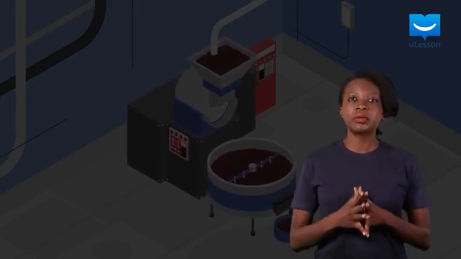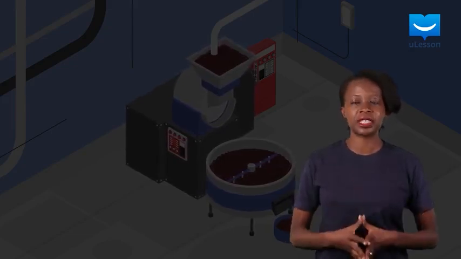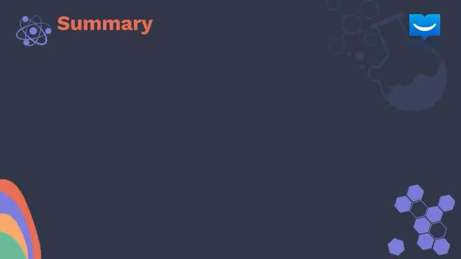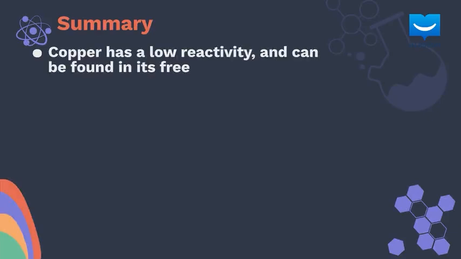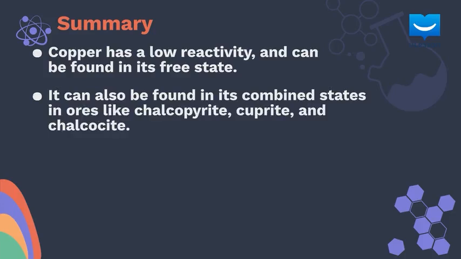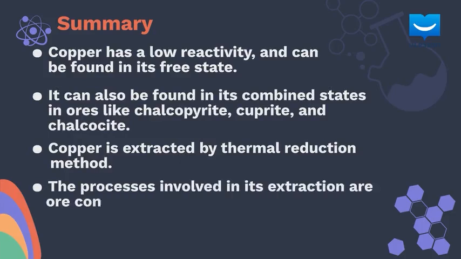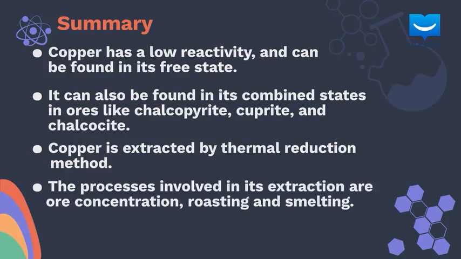So let's do a quick recap of what we have discussed so far to help you remember important points from this lesson. Copper has a low reactivity and can be found in its free state. Copper can also be found in its combined state in ores like chalcopyrite, cuprite, and chalcocite. Copper is extracted by thermal reduction. The processes involved in its extraction are ore concentration, roasting, and smelting.